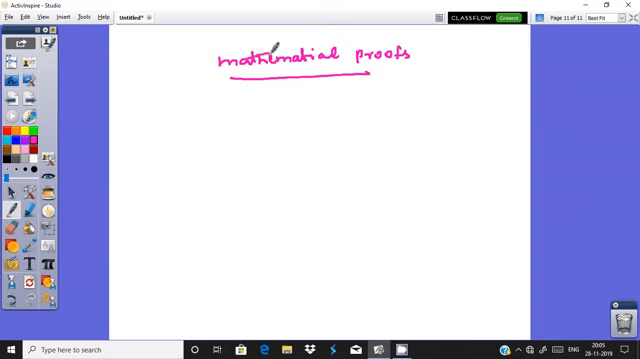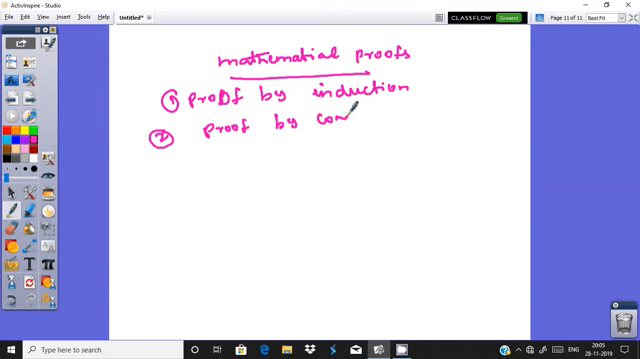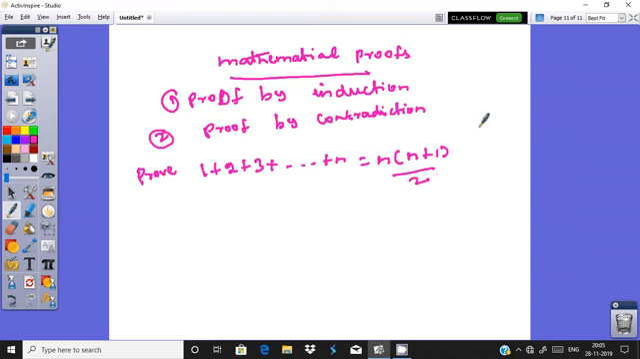So mathematical proofs: the first method is proof by induction, and the second is proof by contradiction. What is proof by induction? Prove that 1 plus 2 plus 3 plus up to n is equal to n into n plus 1 by 2.